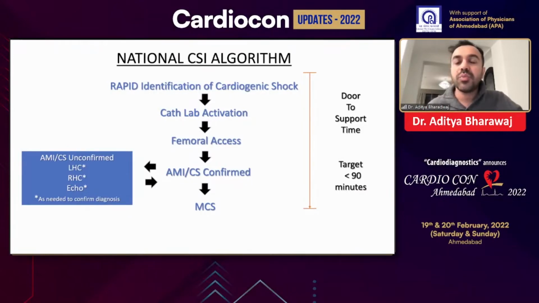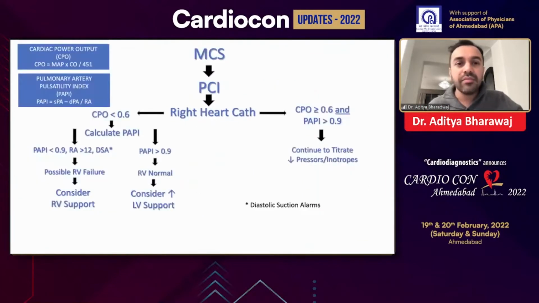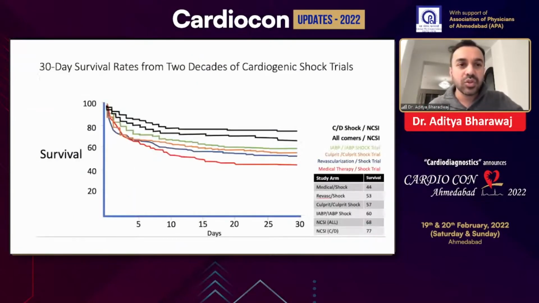So it's not just important to open up the culprit artery, but it's important to unload the LV before you do it. And the use of right heart cath, which Dr. Bhupesh Shah also talked about, important to look at these indices, look at the cardiac power output, look at the pulmonary artery pulsatility index, and decide which is the right kind of support device to use.